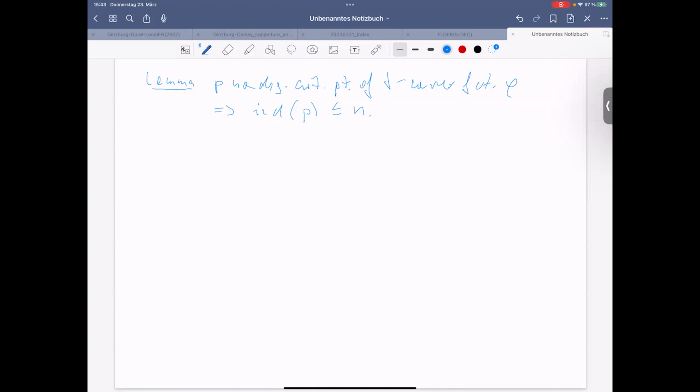This follows immediately, because if you restrict to any complex direction, then it's subharmonic, so it cannot have a local maximum. So in every complex direction, the index can only be 0 or 1. Then you sum up, and because you have n complex directions, the index can be at most n. So it's a very easy local lemma.